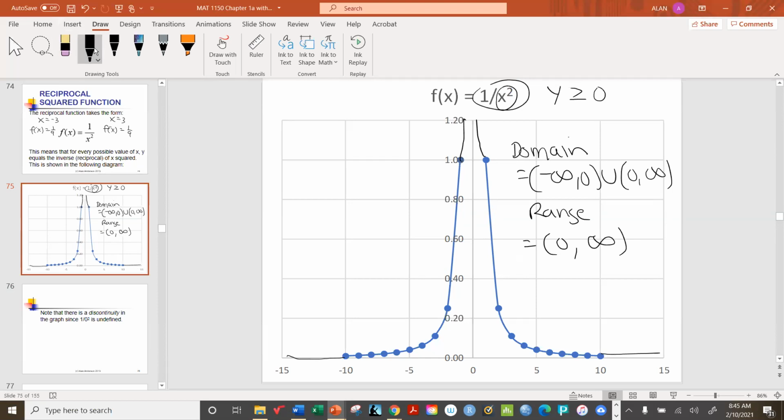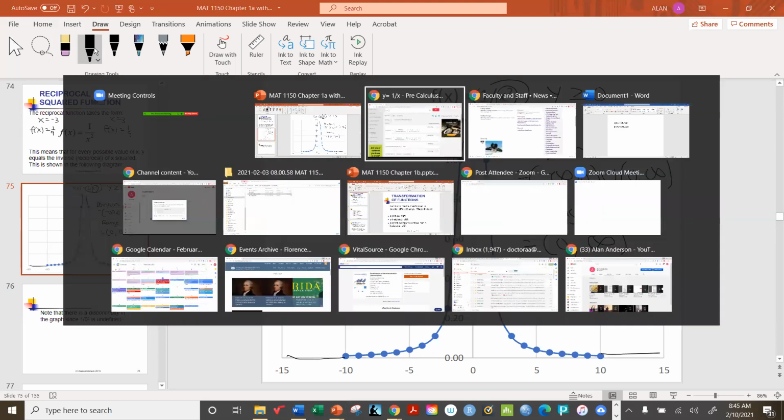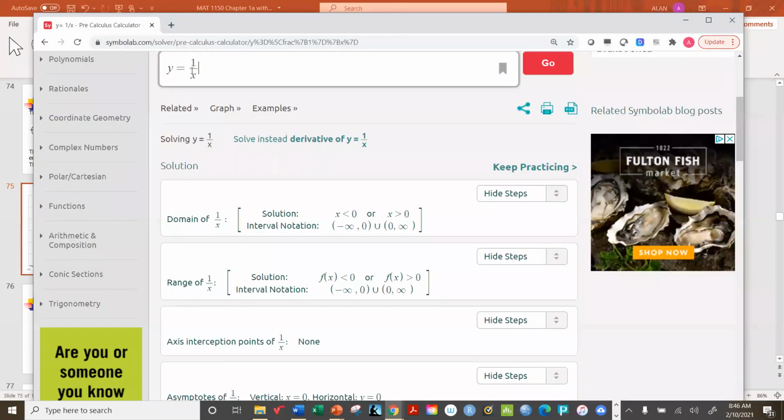Okay, now let's go back to Symbolab and see what it has to say about all this. I'm going to change this to 1 over x squared.